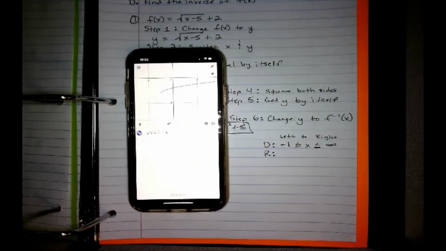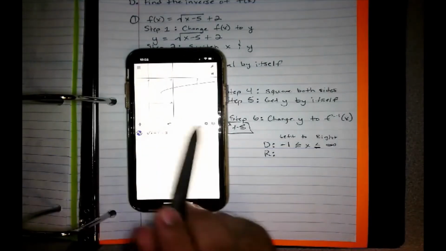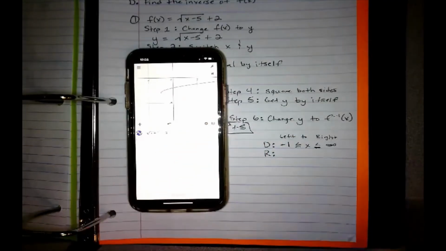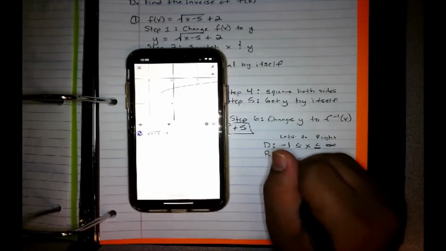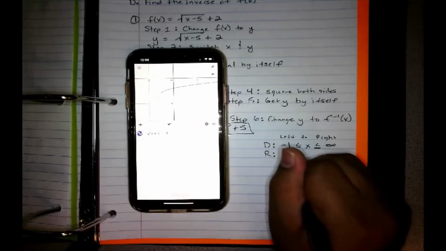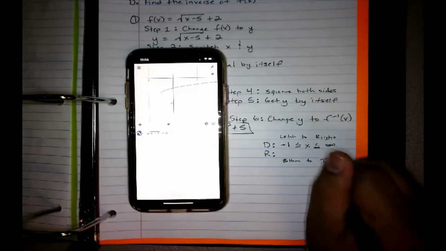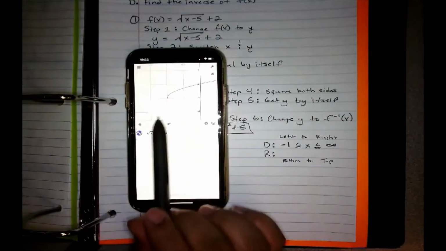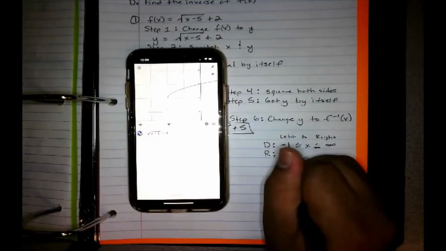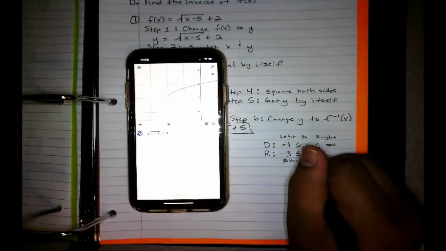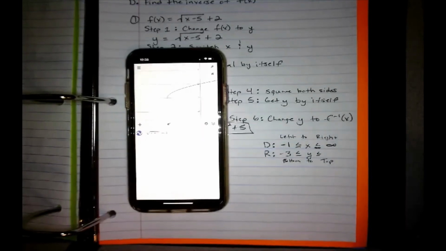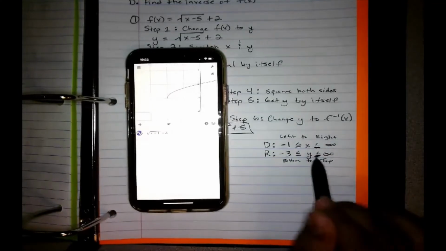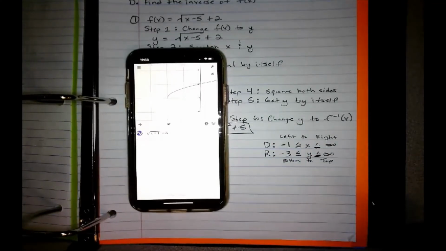For range, I know this line's not going straight up or diagonal, but it is increasing the whole time and it's not going to stop. So your range, remember, is from bottom to top, and you have to see what it starts at. So it starts here at -3, so it'll be -3 less than or equal to y less than infinity, because it's just going to keep going. I don't think you write equal to infinity, just write less than. It's just going to keep going up.